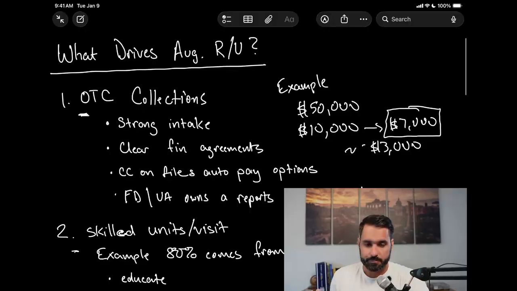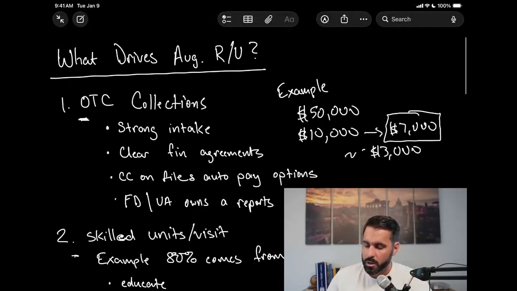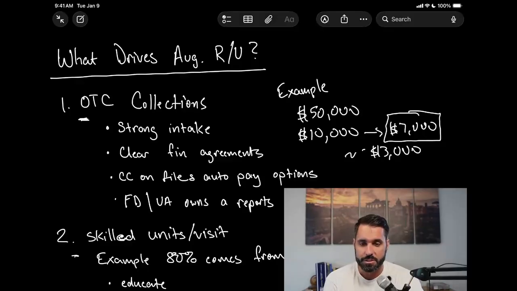So what actually drives your average revenue per visit? Well, there's six drivers. There's probably a few more, but these are the big six. Driver number one is going to be your over-the-counter collections. That's your front desk people and systems, making sure you have a really strong front desk person, a people-oriented person who's driven by metrics and has a professional sense of urgency around keeping your over-the-counter collections dialed in.